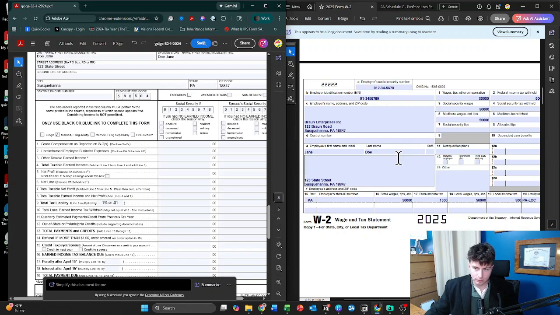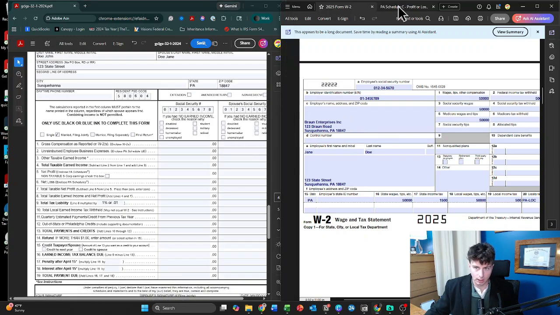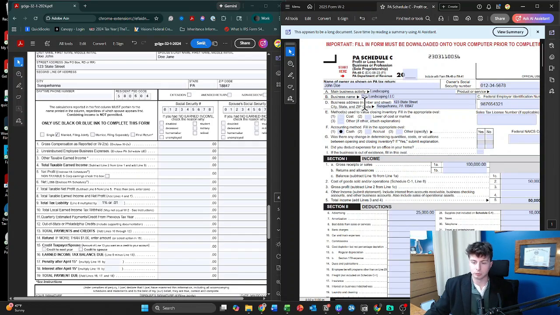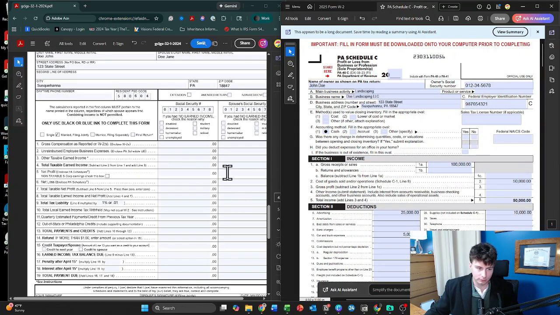We can see that the spouse is a W-2 earner, so we have her wages, and then we have the Pennsylvania Schedule C. So this is what we will be using to enter our information into the Pennsylvania local earned income tax return. I didn't fill out all this information here or on the W-2, just the information that was actually necessary to do this video. So just keep that in mind as well. This isn't a completed Schedule C by any means.